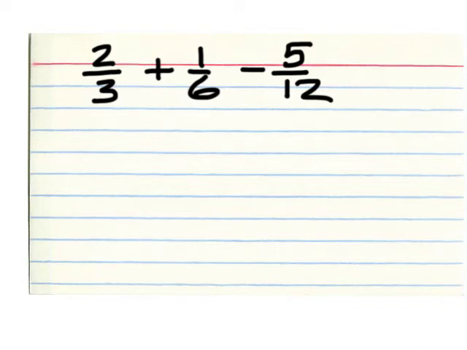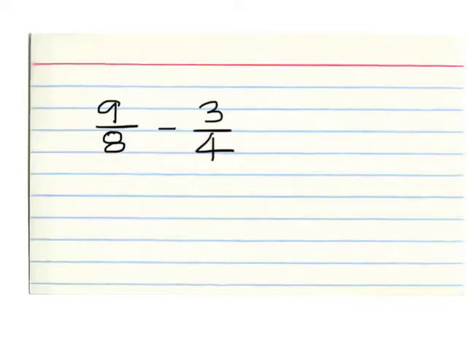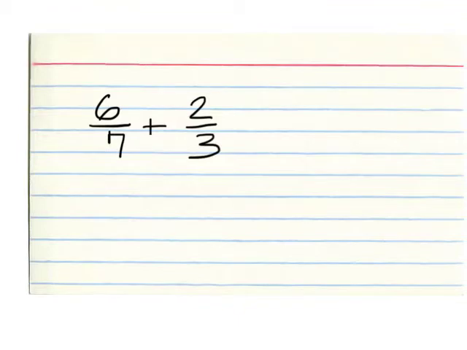Practice number 2. 2/3 plus 1/6 minus 5/12. Bonus number 3. 9 over 8 minus 3 over 4. Answer for the bonus should be 3 over 8. Bonus number 4.